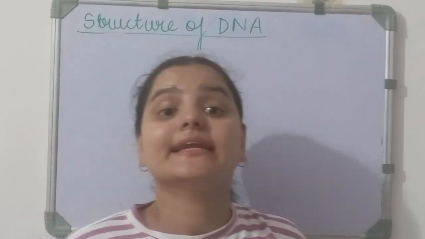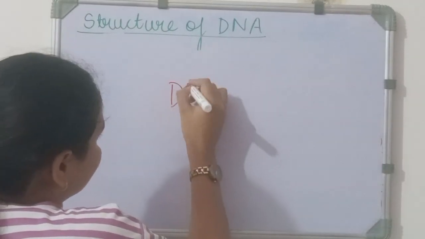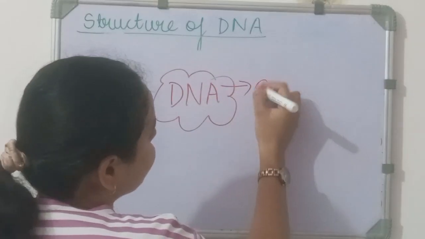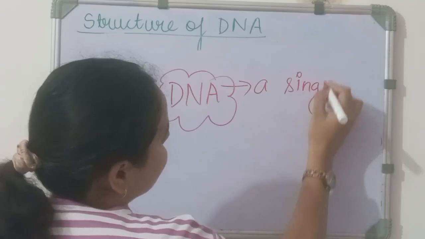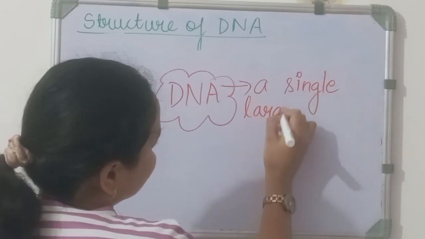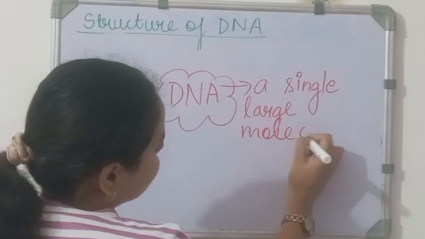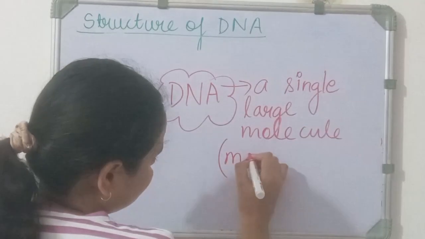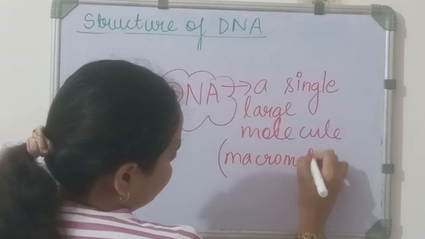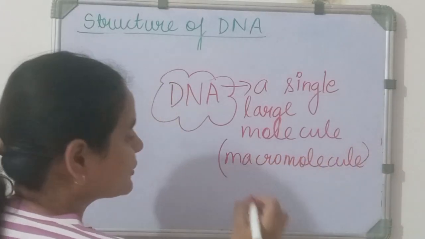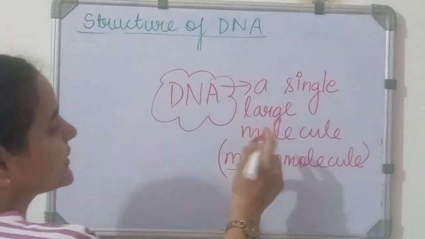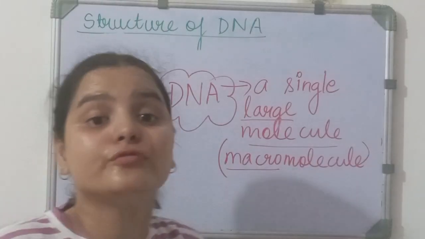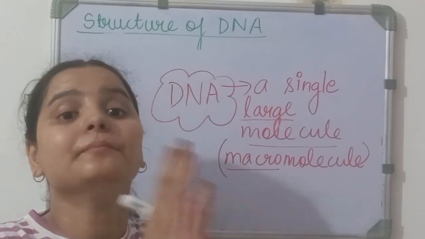Let's see what DNA is. So this DNA is a single large molecule, which means it is a macromolecule. Why macromolecule? Macro means large, so it is a large molecule. Now, this DNA consists of two complementary strands which are bound around each other.